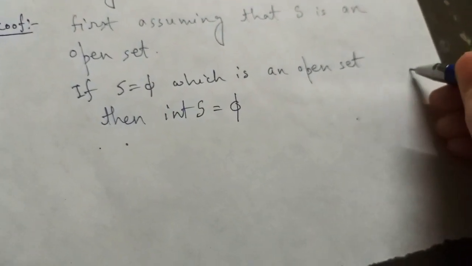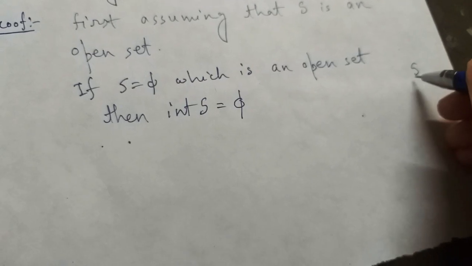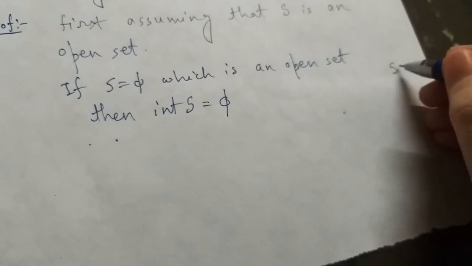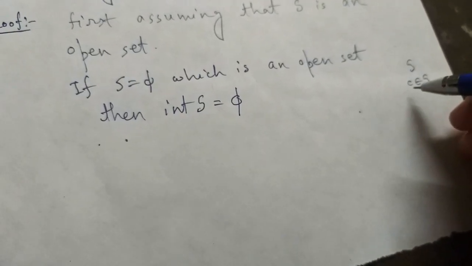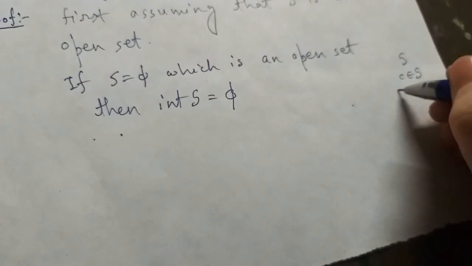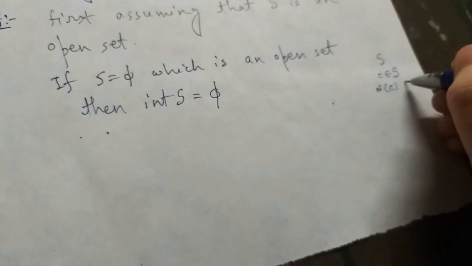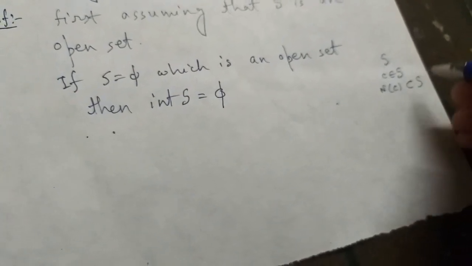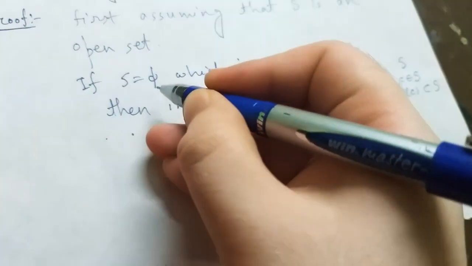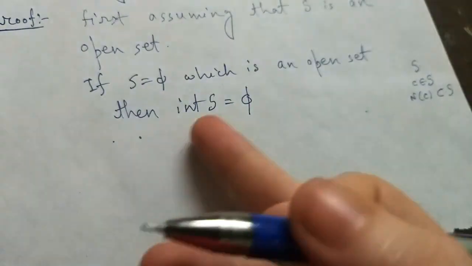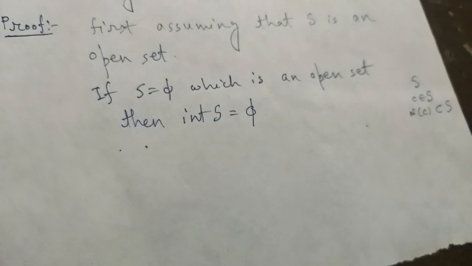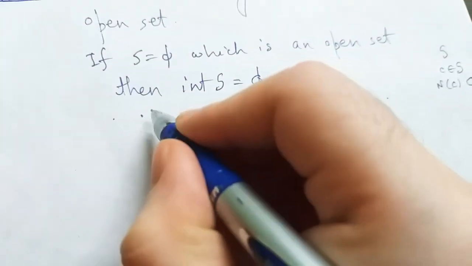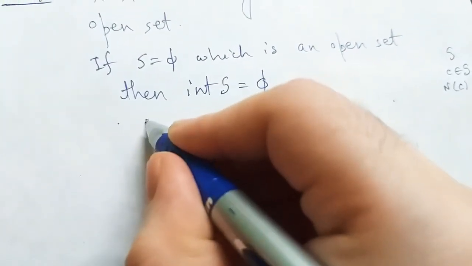Because suppose S be a set, then S be a non-empty set. Then let C belongs to S. Then C is said to be an interior point if there exists some neighborhood of C such that neighborhood of C contained in S. But here S equals to ∅ contains no point. So obviously int S is also ∅. S has no interior points. Then therefore S equals to int S.